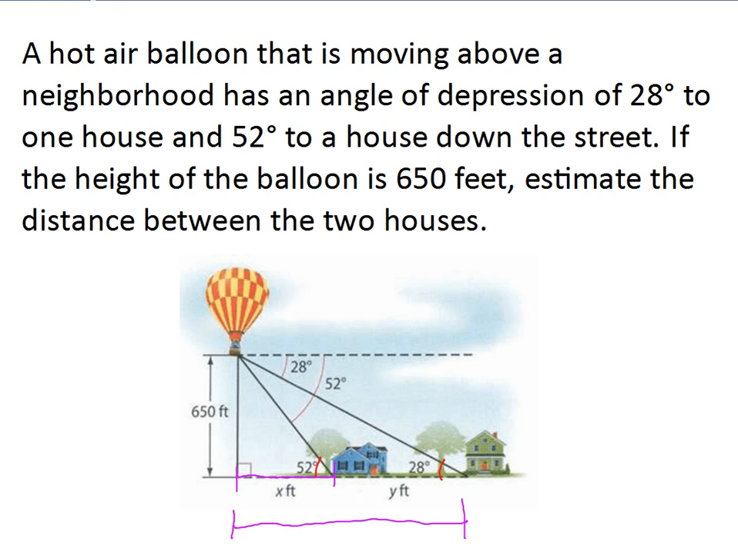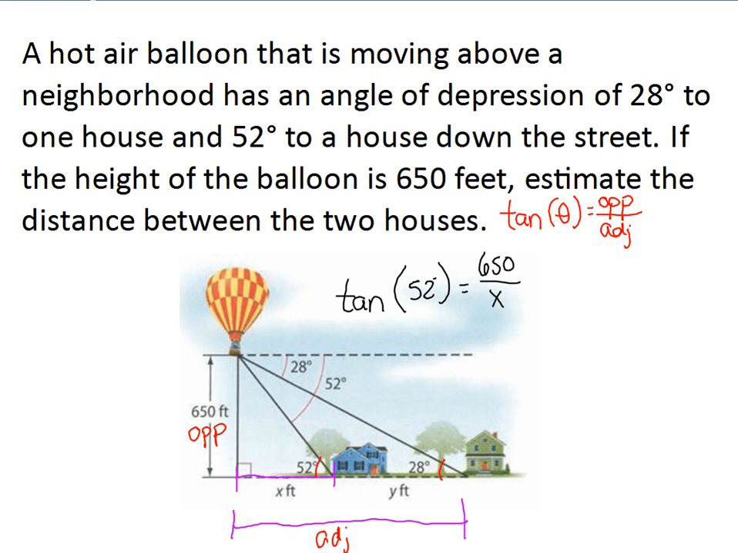These are our angles. That 650 is the opposite side for both of those triangles. The x and the y are both the adjacent, so we are going to be doing tangent, but we're going to have to do it two different times. The first time, our angle measure is 52 degrees. The second time, our angle measure is 28 degrees.